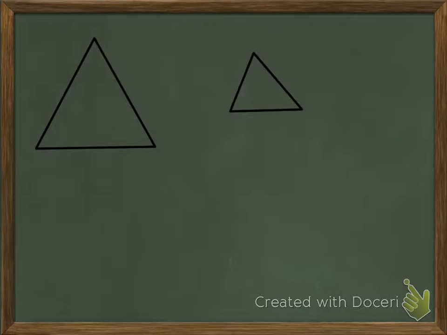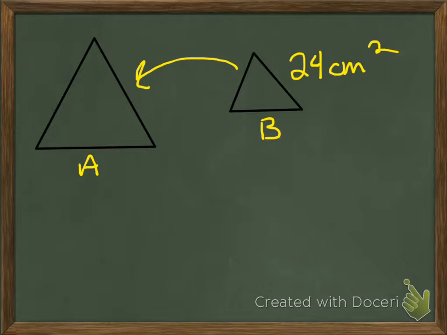All right, so it says triangle A and B are similar, right? Same angles, proportional sides. And it says the length of each side of triangle A is 5/3 times longer than the corresponding sides of triangle B. Okay, so that means that when it went from B to A, the scale factor was 5/3, right? Which is a number that's bigger than 1, so it's going to get bigger.